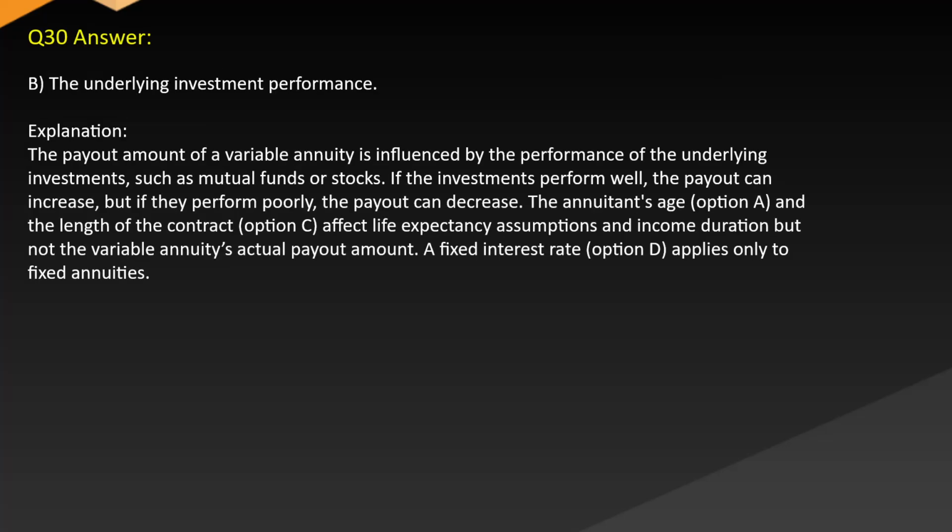Answer: B. The underlying investment performance. Explanation: the payout amount of a variable annuity is influenced by the performance of the underlying investments, such as mutual funds or stocks. If the investments perform well, the payout can increase, but if they perform poorly, the payout can decrease. The annuitant's age, option A, and the length of the contract, option C, affect life expectancy assumptions and income duration, but not the variable annuity's actual payout amount. A fixed interest rate, option D, applies only to fixed annuities.